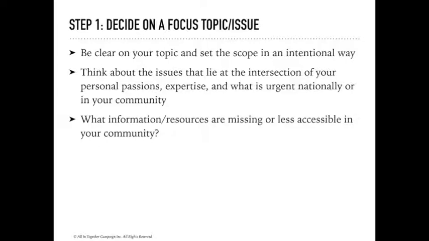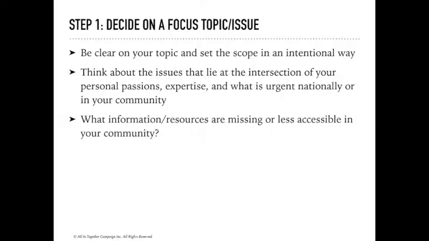And if you aren't sure where to begin or what topic you want your workshop to focus on, think about the issues that lie at the intersection of three things. The first thing is your personal passions. What issues are you personally most passionate about working on and talking about? The second thing is your expertise. Think about the issues or the areas or the topics that you have experience in personally or professionally, and where your expertise lies within the advocacy field or in a particular issue area.